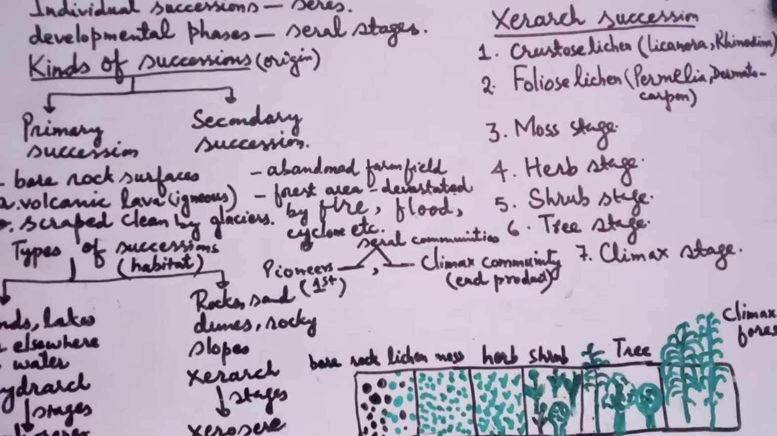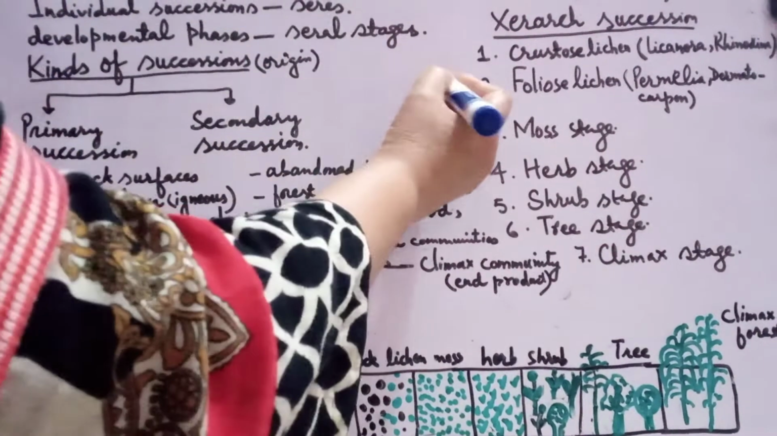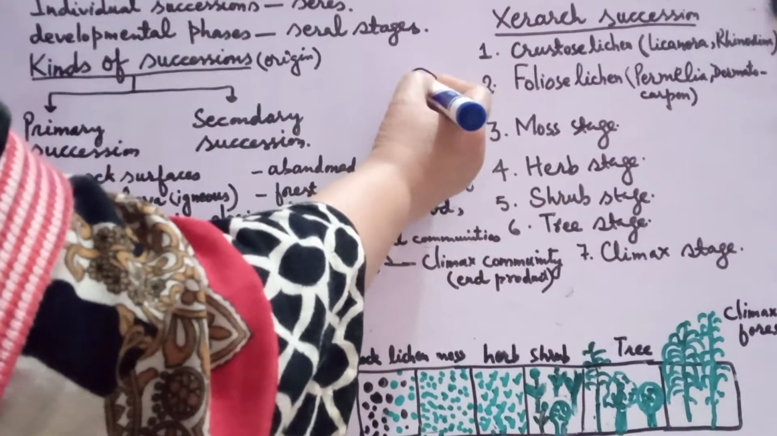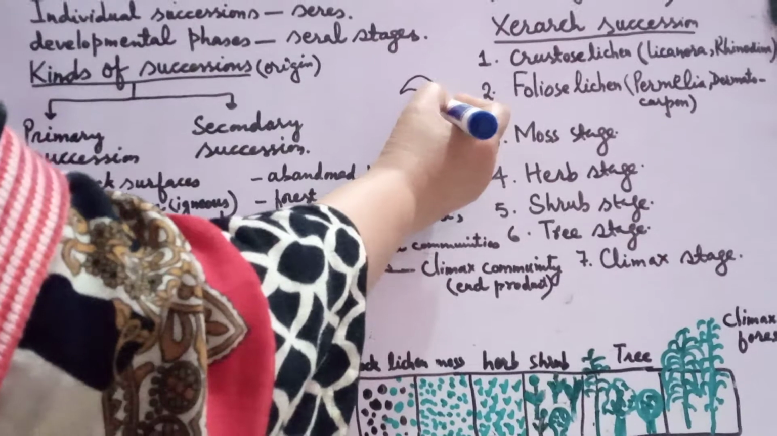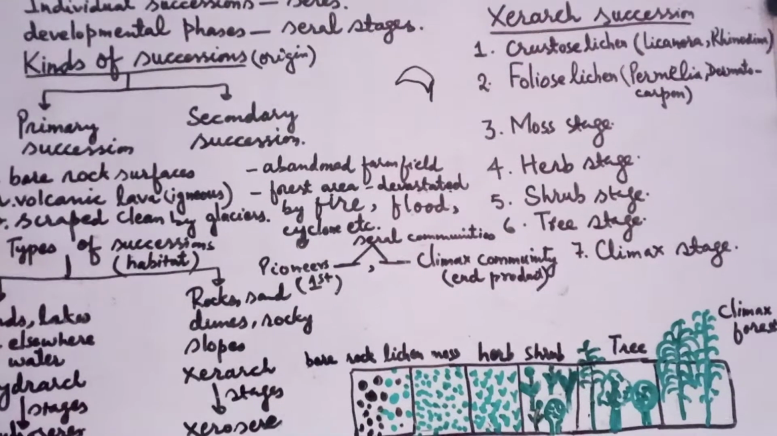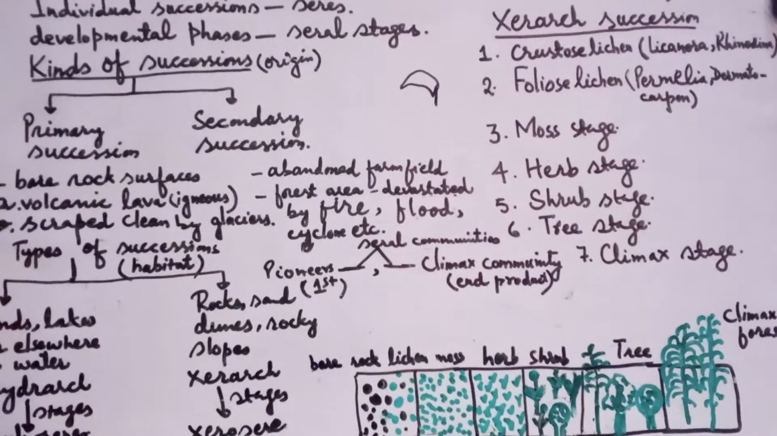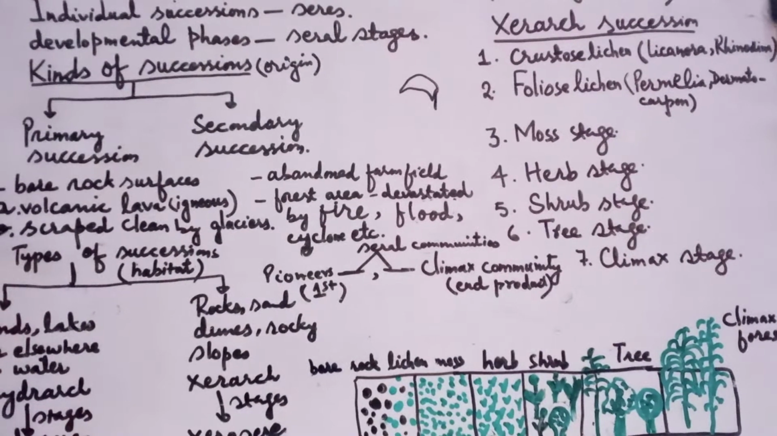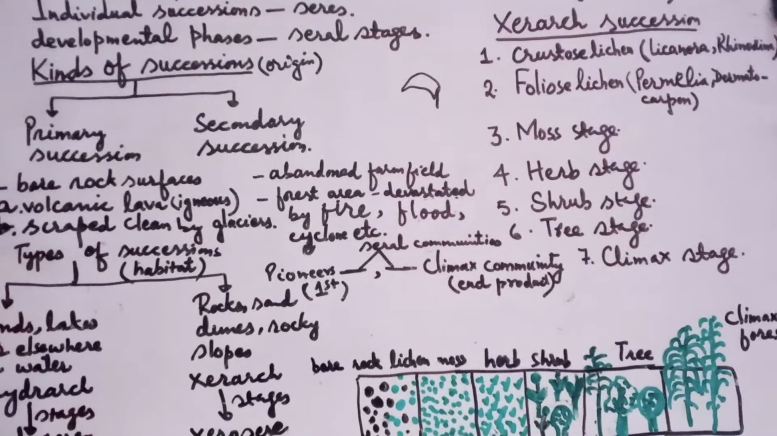The second kind of lichens, which are a bit leaf-like in appearance, we call them what? Foliose lichen stages. Students, these lichen stages, what do they do?